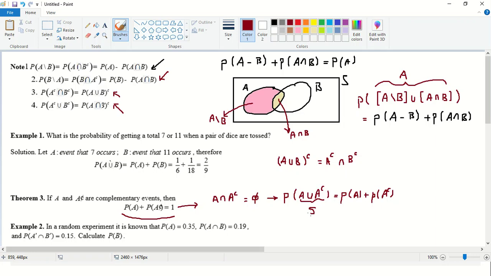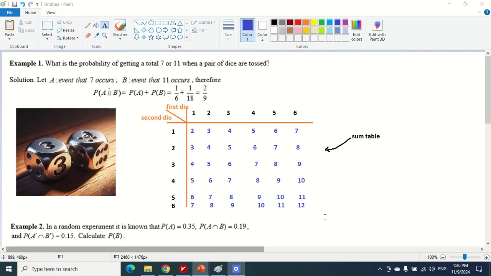So let us solve an example to see how we can use these contents. First, let us take a look at the first example. It asks: what is the probability of getting a total of 7 or 11 when a pair of dice are tossed? I just sketched the shape of a pair of dice over here. You can see we have two dice, and the pair of dice are tossed.